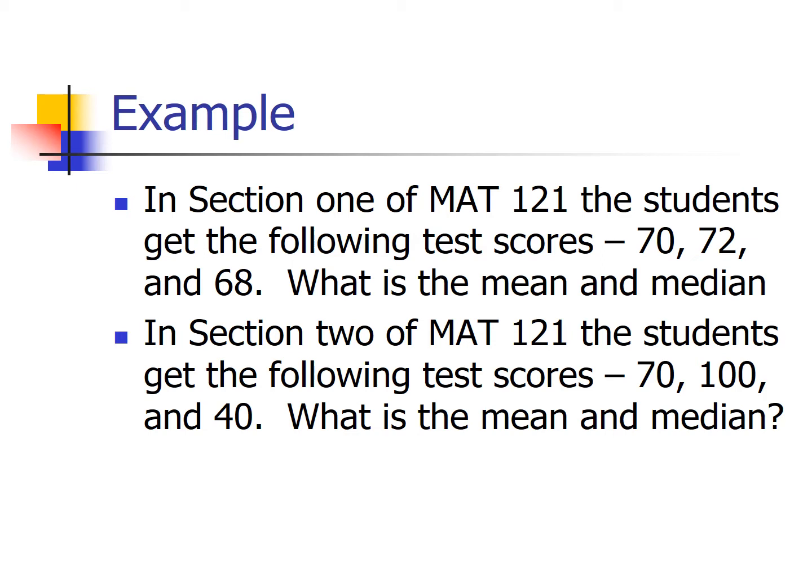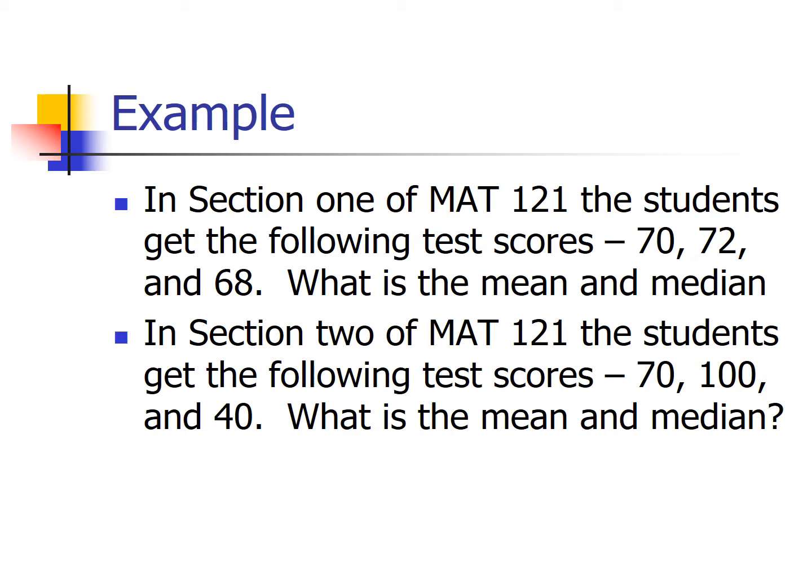Now for section 2, we have the same result, essentially. If we order our numbers, we'll see that the median is 70. And the mean is 70 plus 100 plus 40, that's 210. 210 divided by 3 is 70. So the mean and the median are 70. What's the implication of this? If we only look at measurements of average, it looks as if these 2 sections have performed identically. It looks as if the 2 sections are identical.